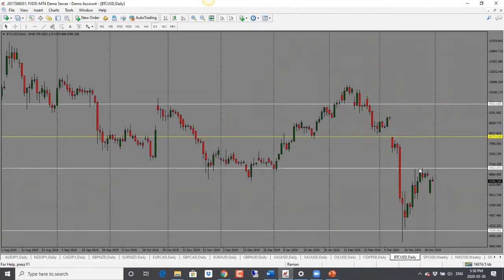Bitcoin here. Bitcoin is holding below this resistance. It sat here for several days, and today it opened low and then it's gone higher.